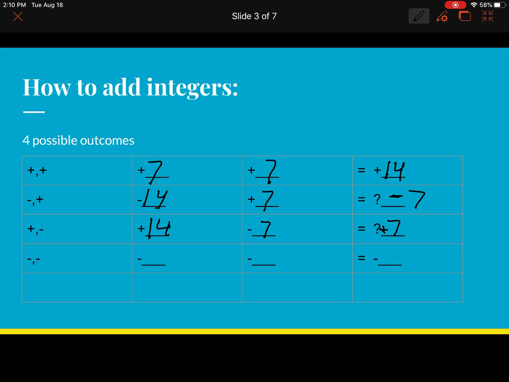Now if we have two negative numbers, we will always get a negative sum. So let's start with -7 plus -7. So -7 plus -7 would give us -14. The reason for this is because we were adding two negative numbers, so the sum will be negative.